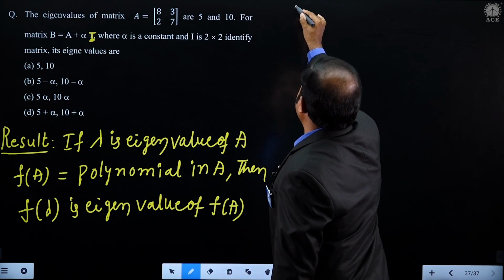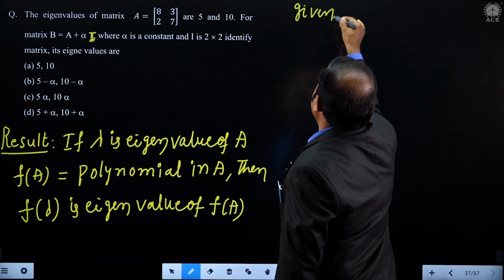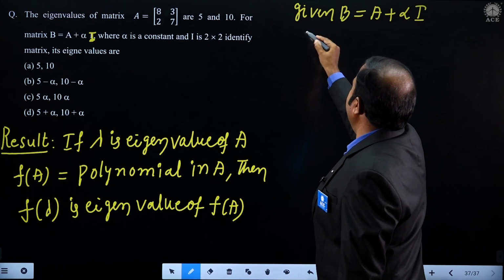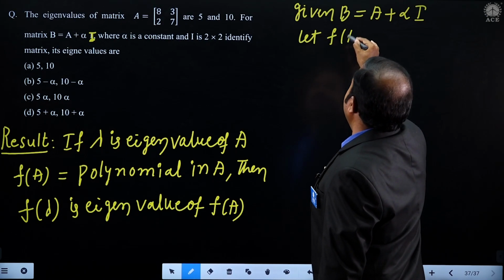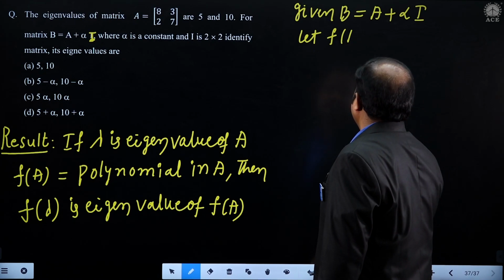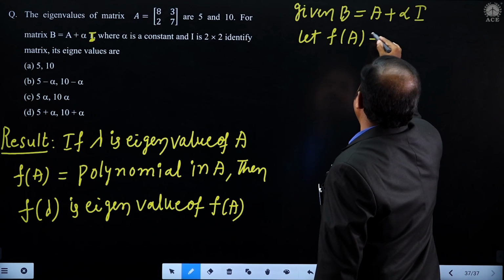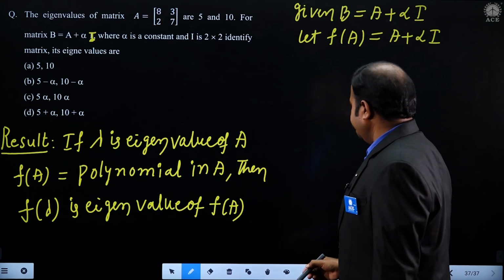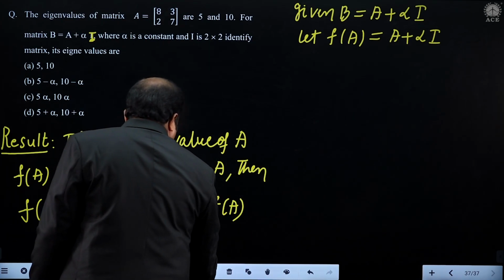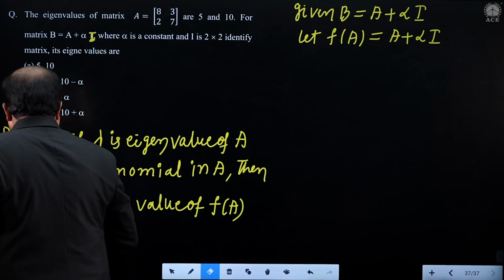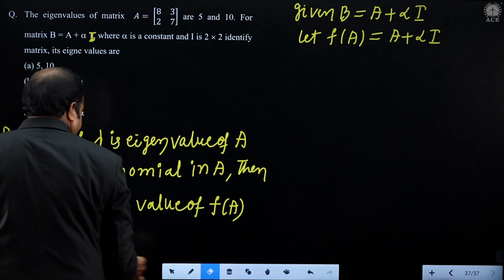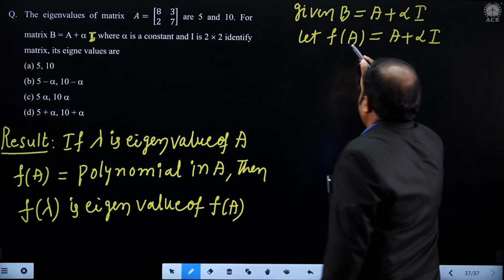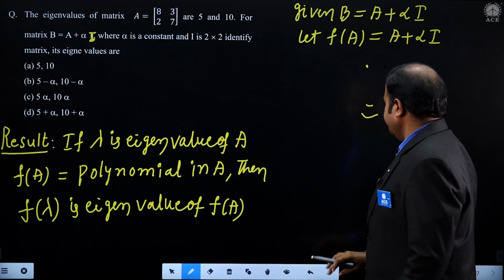So given that B equal to A plus alpha I, which is a polynomial in A, let f of A equal A plus alpha I. Therefore, by the above result, f of lambda would be the eigenvalue. So for this f of A, f of lambda is the eigenvalue.